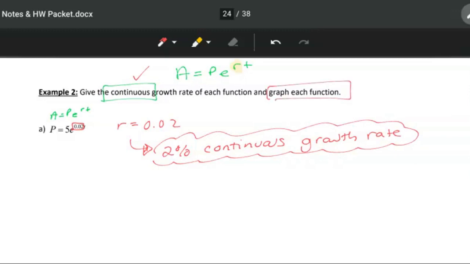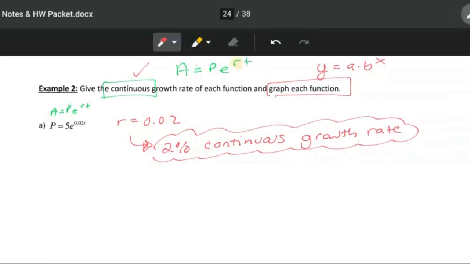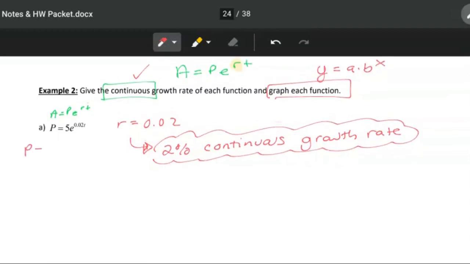I don't really know how to graph it in this A equals PERT format. But we can change the format so that we do know how to graph. We know how to graph when it's written in the form y equals a times b to the x. So we're basically going to do some rewriting here. This P equals 5e to the 0.02t, I'm going to add some parentheses here. If we add parentheses there, it's the same function.